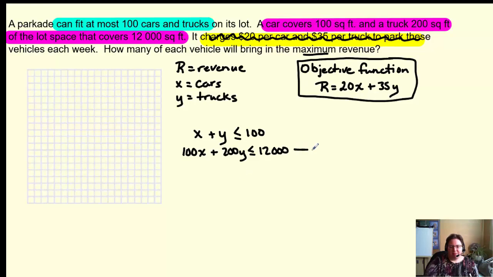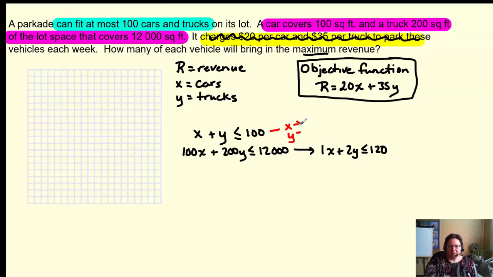That equation can be simplified. I can divide everything by 100 to make things easier, to 1x plus 2y less than or equal to 120. It just makes it easier to graph if you simplify it. It gives you the same equation. My next step is to take these equations and put them on a graph. Well, in order to do that, it's useful if I have my x and my y intercepts.